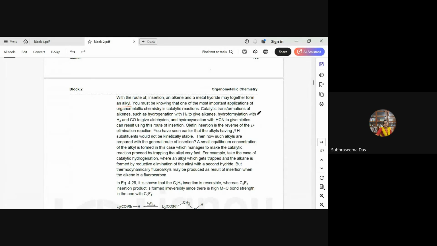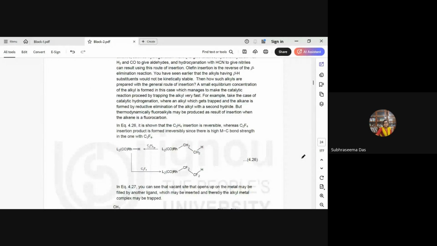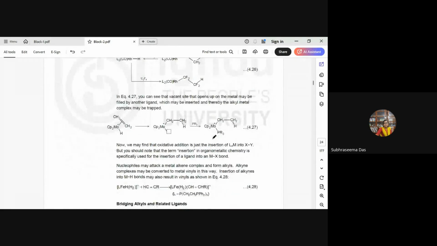We must know that one of the most important applications of organometallic chemistry is in catalytic reactions. We know that there are different types of catalysts that have been synthesized by this type of route. So here in equation 4.26, C2H4 insertion has been shown, and how different types of catalysts can be prepared has also been shown here.